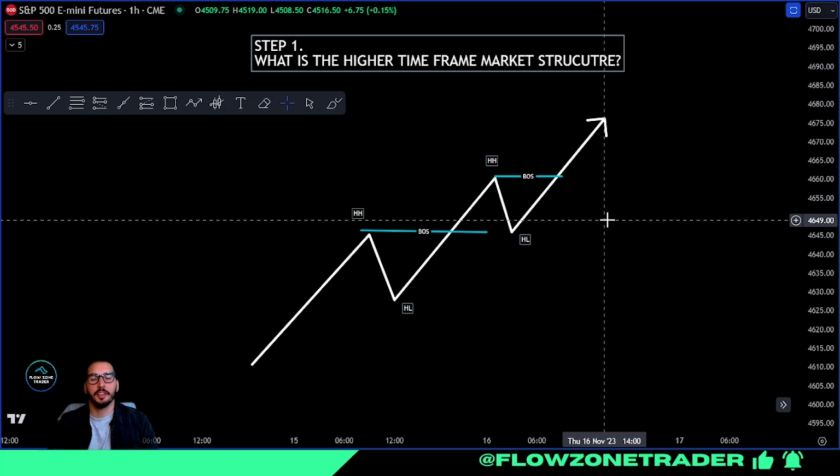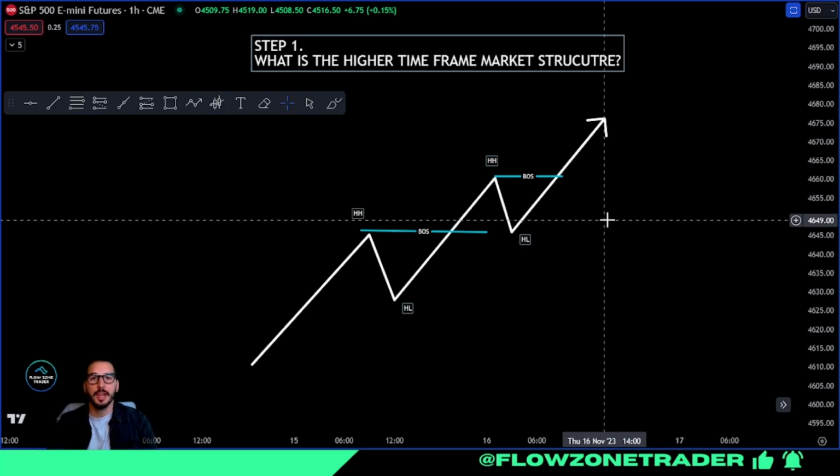Now if we flip this the other way around and we are making lower lows and lower highs and a new lower low, we have that break of structure down before putting in another lower high, we are clearly in a downtrend. Okay, so what does that mean? What can we do with that information? That should really make a difference to how you are looking to execute on a lower time frame.